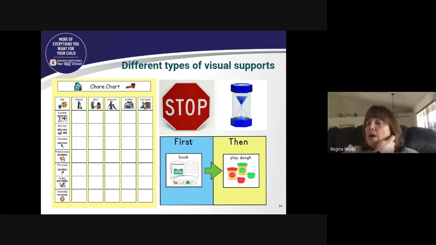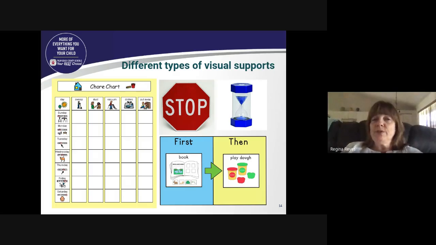So this is a slide of different types of visual support. So the first one you can see is the chore chart, all based with pictures and words for your child to do throughout either a week or a day. That depends on what you do. This one is daily. There's a stop sign. Believe it or not, sometimes if we just place a stop sign by a door, they're not going to want to run out, okay, if that could be a problem at the house.